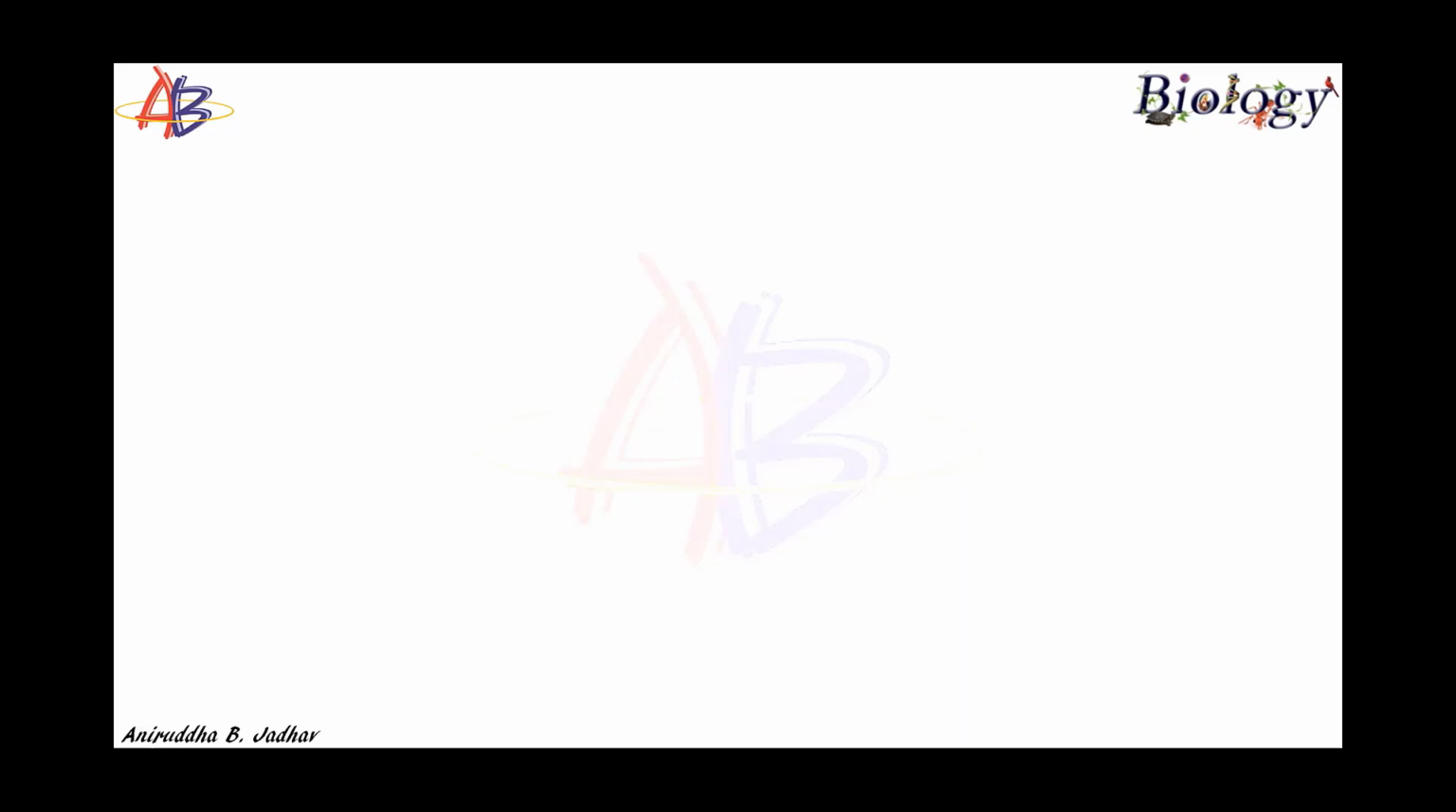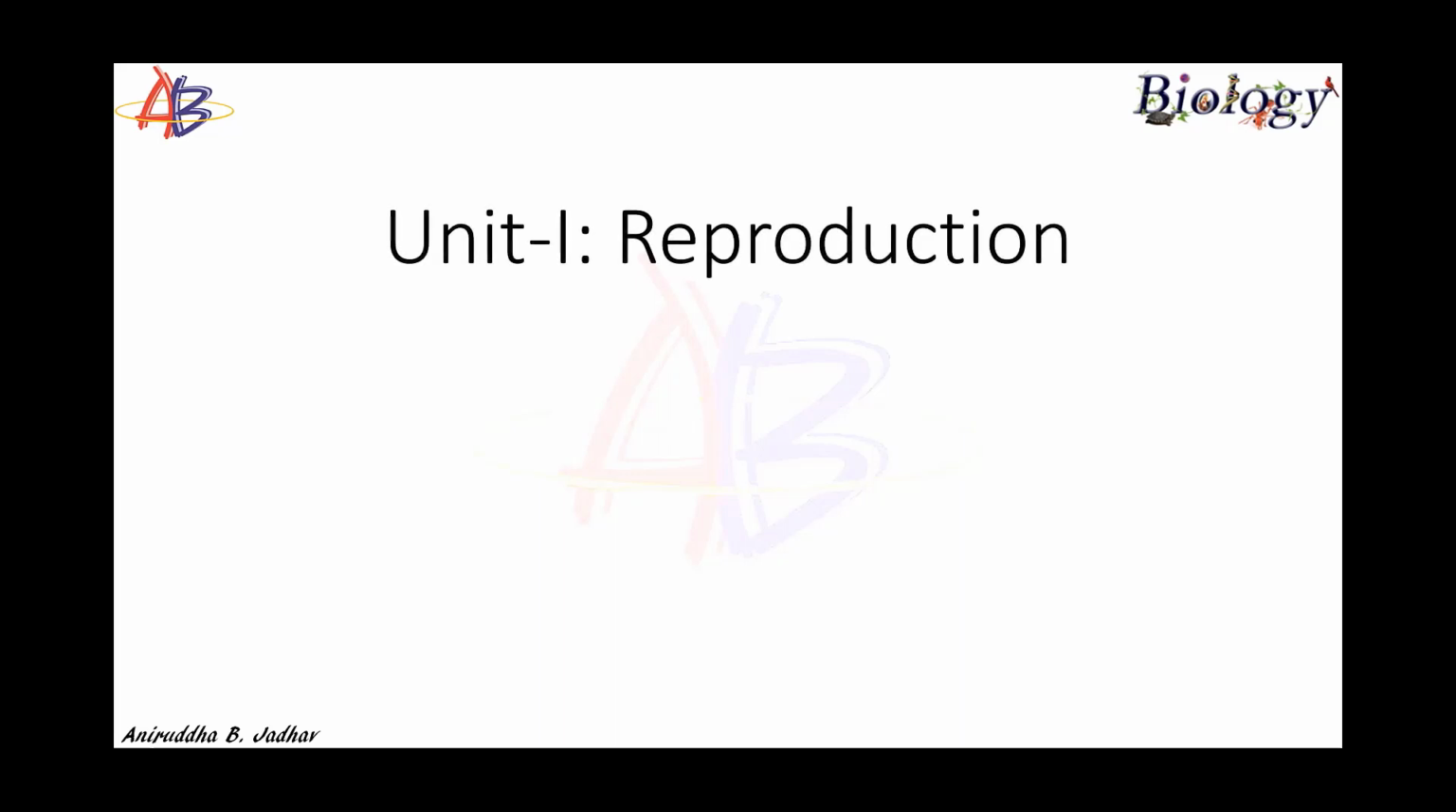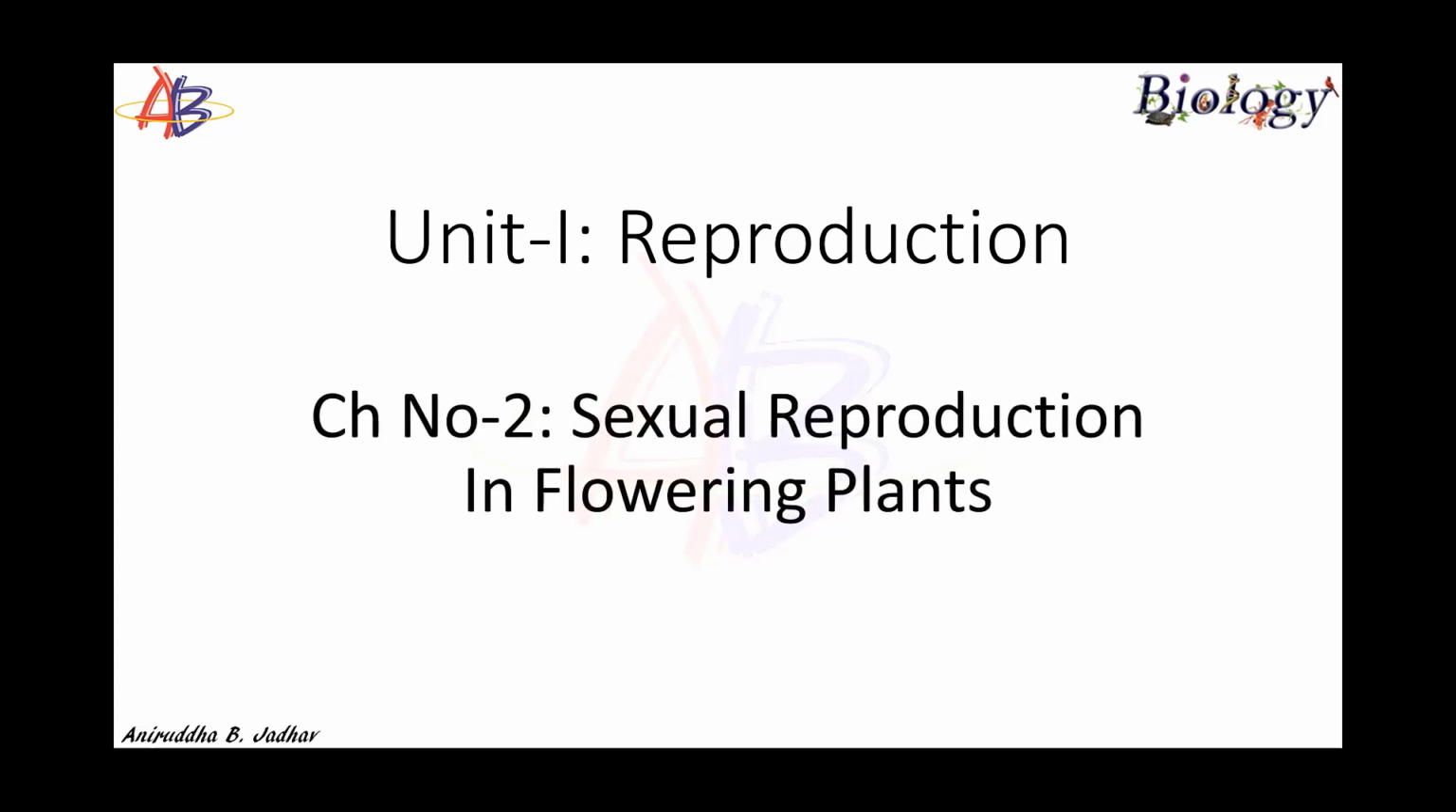Students, we are starting with a new chapter in the unit first, reproduction, and the chapter is sexual reproduction in flowering plants. The previous chapter which we have studied was reproduction in organisms, and in that chapter we already have learned about the basic characteristics of asexual and sexual reproduction, their types, and various examples of living organisms following this asexual and sexual reproduction.